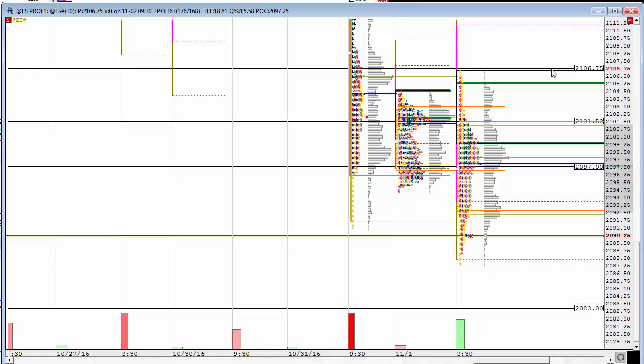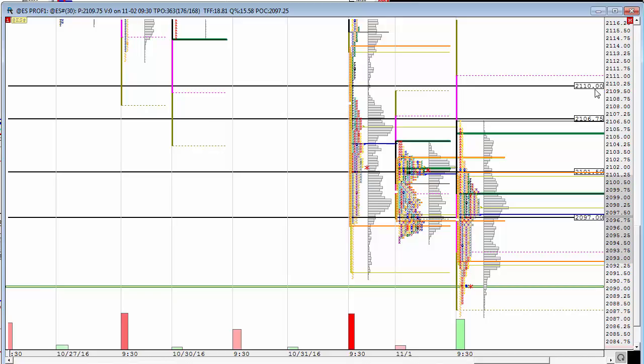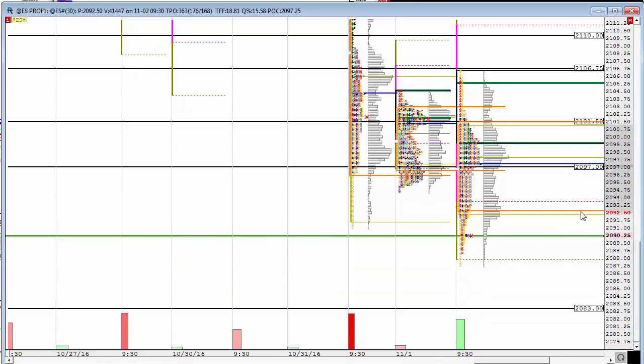2106.75 will become the third level, and if we pass through this level, we will be dealing with 2110. So 2097, 2101 and a half, 2106.75, 2110, these are the four levels of resistance. If price starts to go up, one of these levels should be the one that will stop the move and reject it back down. Now this is assuming that we go up.